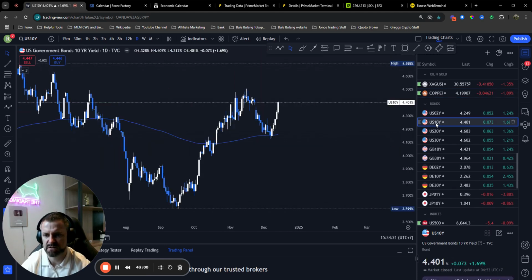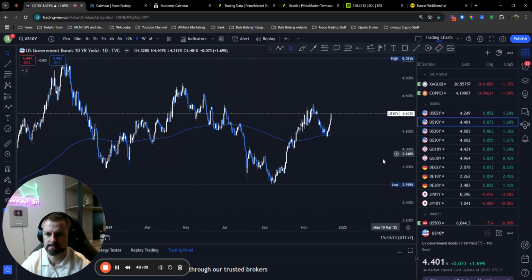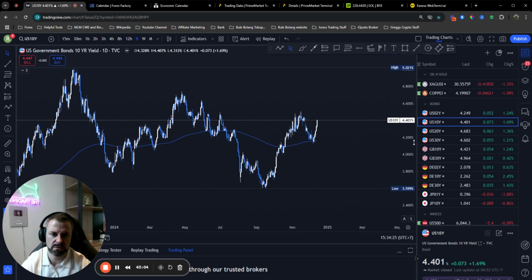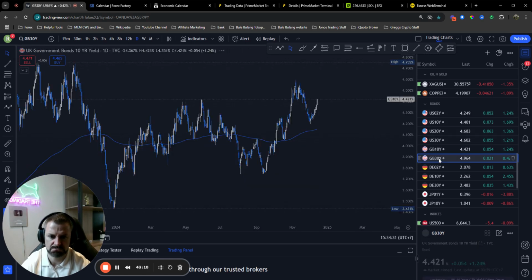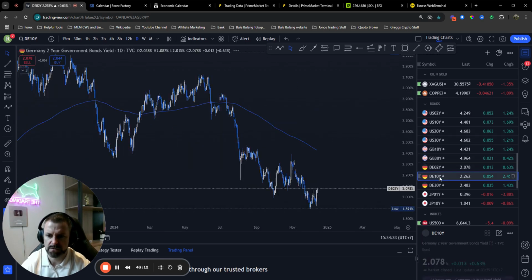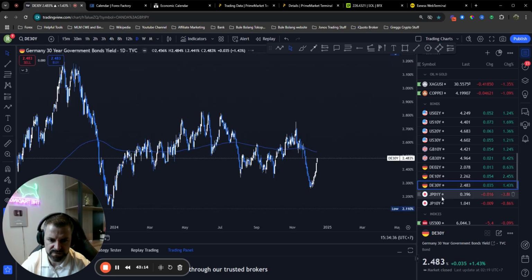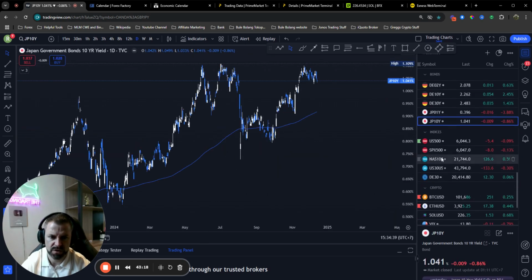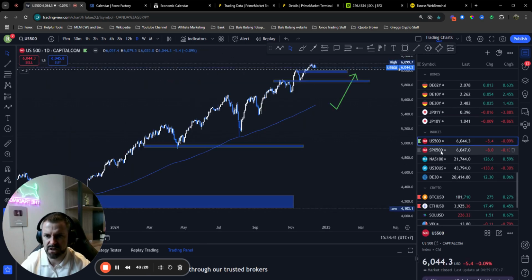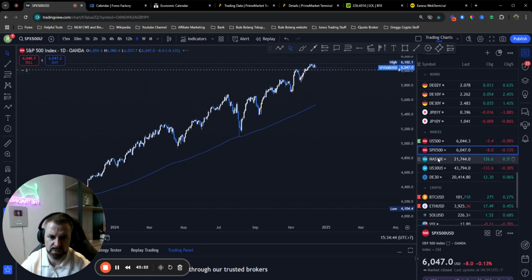Let's have a look at the bonds. US 10-year. Oh, so some strength there. Strength, pound. Very similar, yeah. Very similar. Japan is melting. US 500. I love these, but we need the pullback before we can enter.